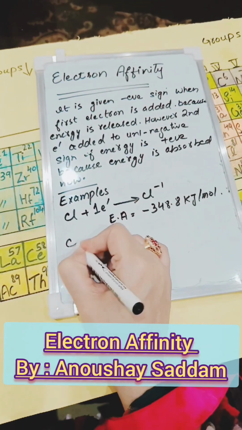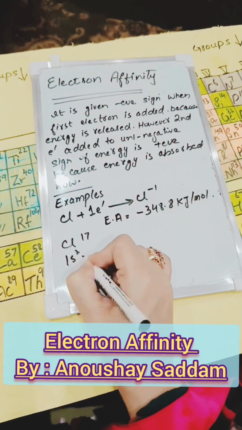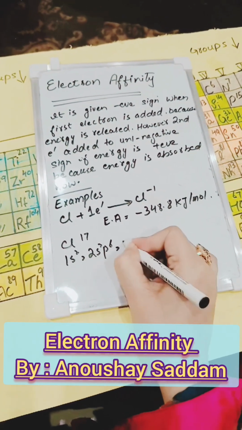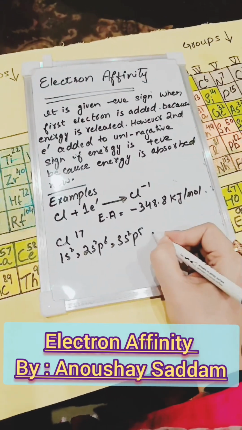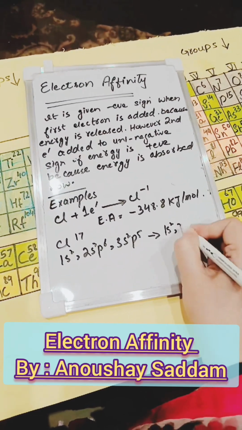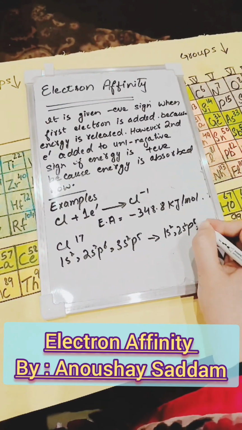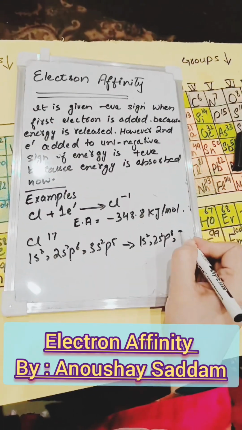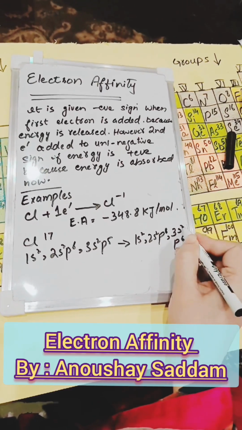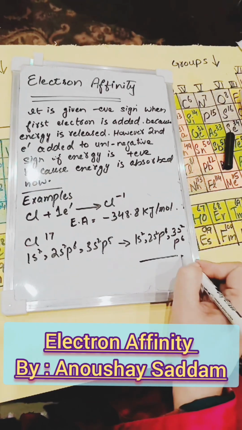2 electrons in s, 8 electrons in s and p, and the last orbital has 7 electrons. When one electron is added, its electronic configuration is 1s2, the second shell has 8 electrons and the third shell has 8 electrons. So the electron affinity of chlorine while adding one electron is minus 348.8 kilojoule per mole. It means that energy is released when one electron is added.